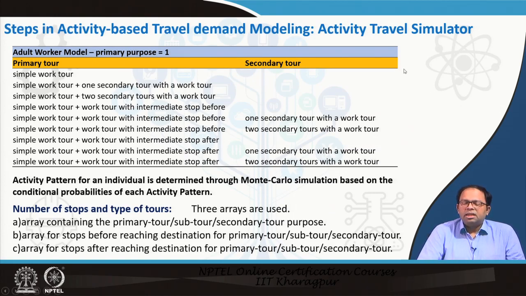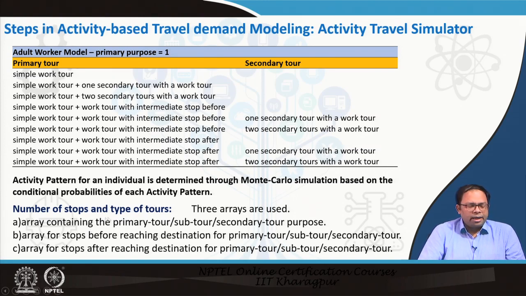These are the different alternatives, and each of these alternatives has a utility, and the person chooses the one with the highest utility, which gives a probability. Using cumulative probabilities and Monte Carlo simulation, we can determine what pattern a particular person will choose, or what tour a particular person will choose.